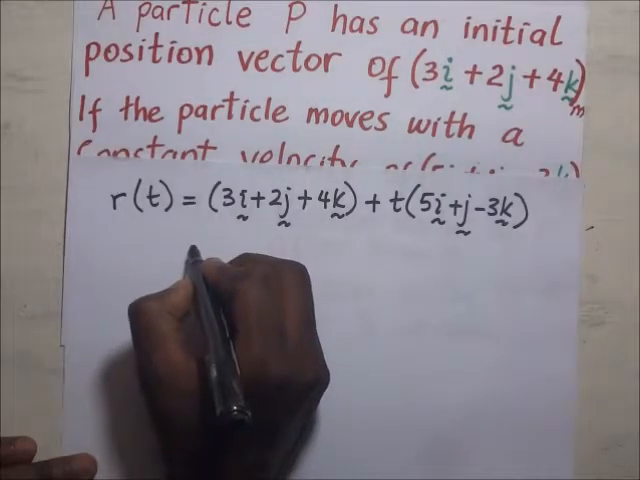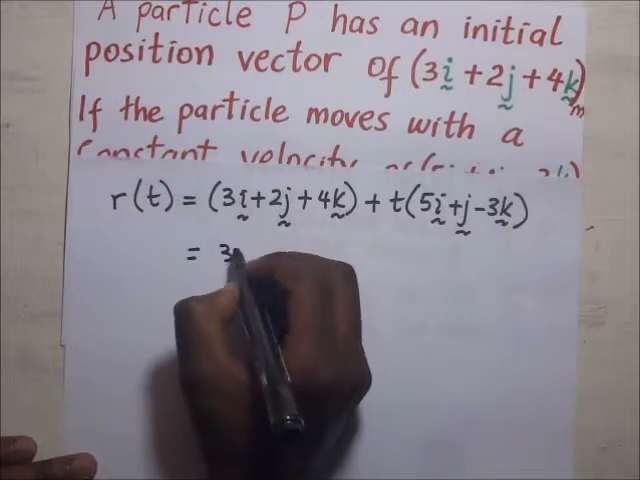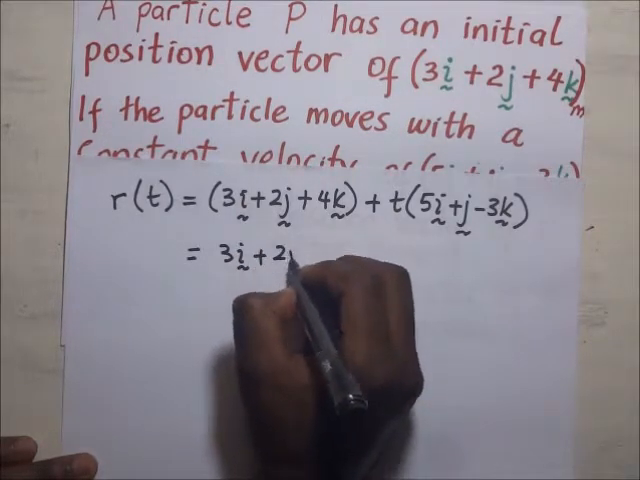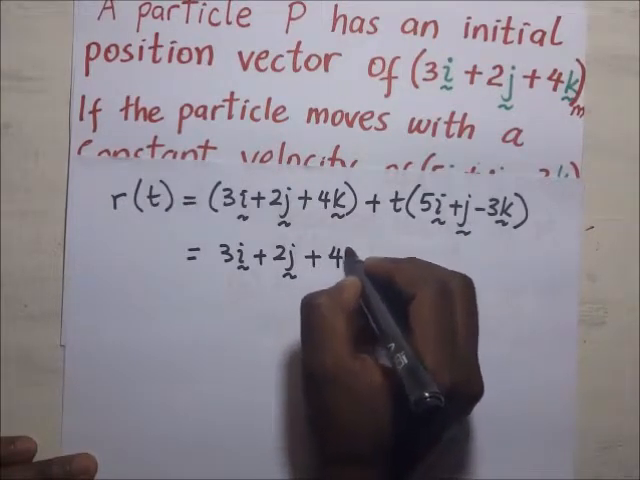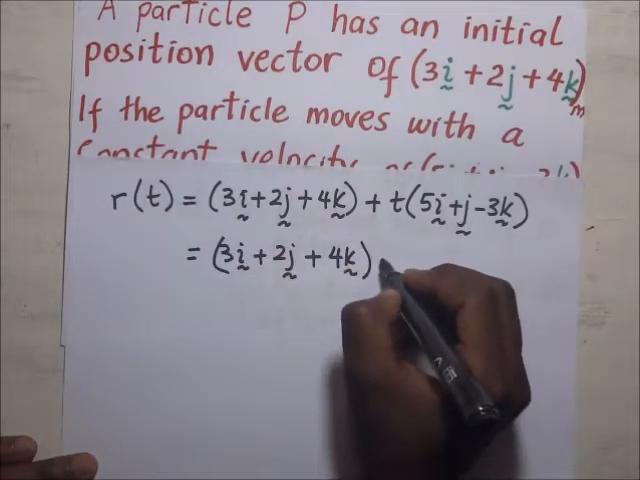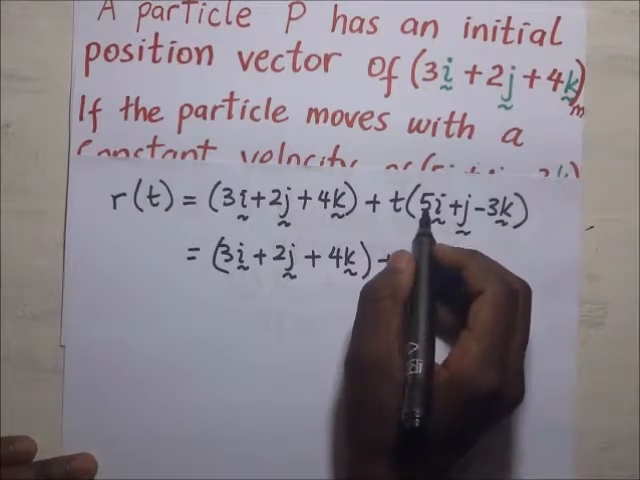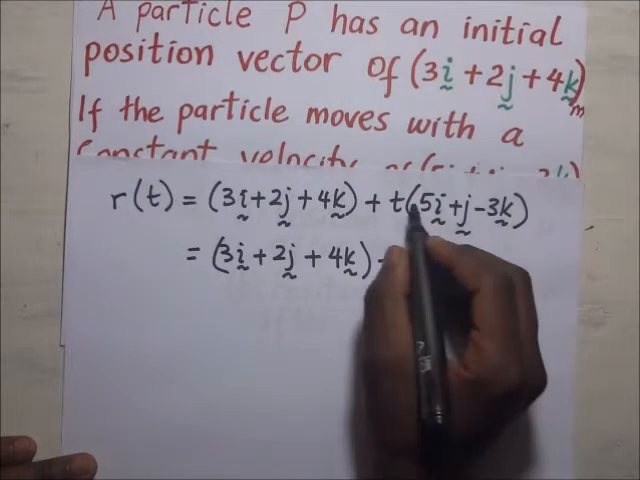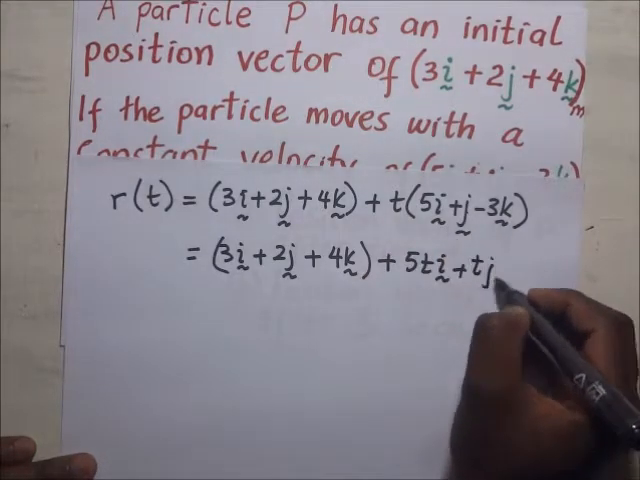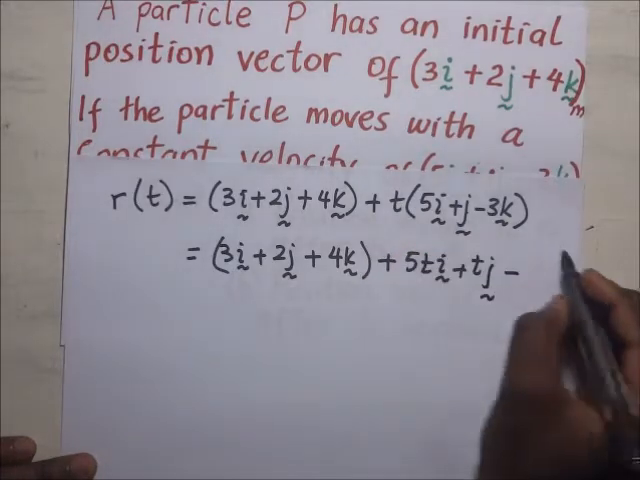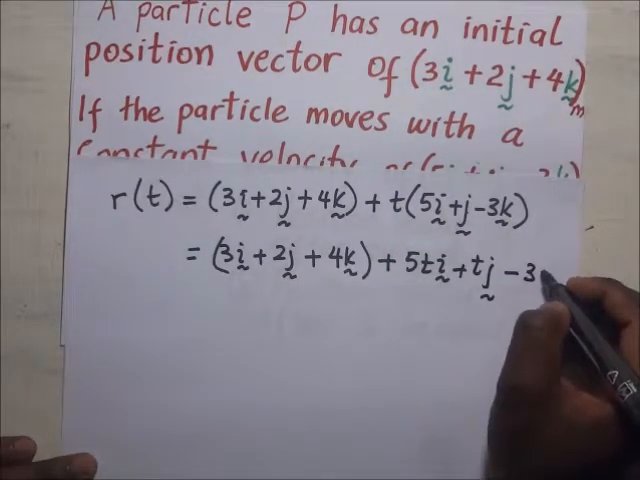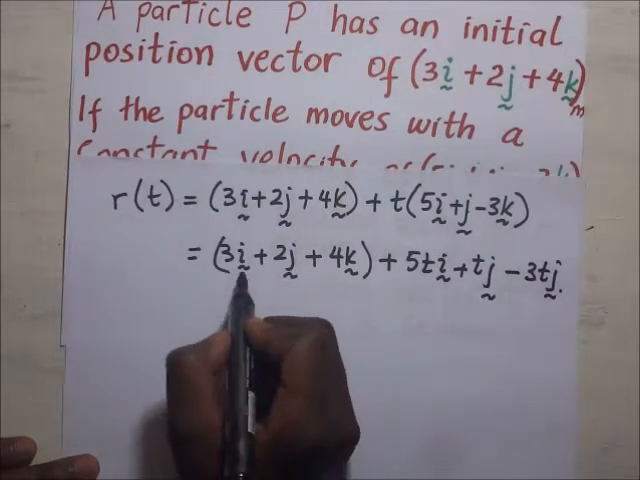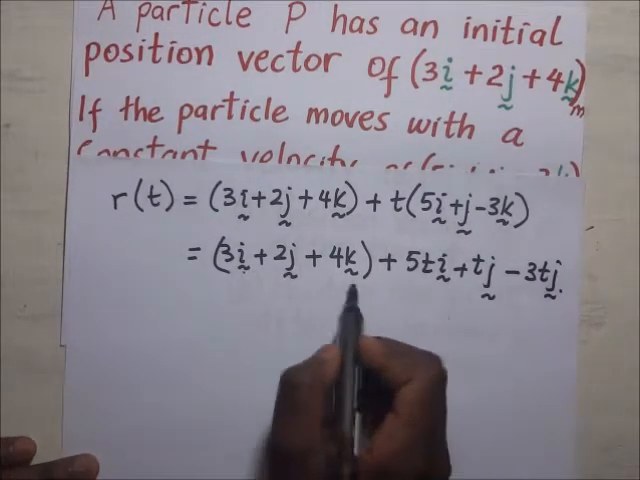Now of course this continues, this becomes 3i plus 2j plus 4k plus, now of course we open brackets here, this is t times 5, which is 5ti, plus t times j is tj, minus 3 times, which is minus 3tk. Of course now we are going to group the i's alone, the j's alone, and then the k's alone.